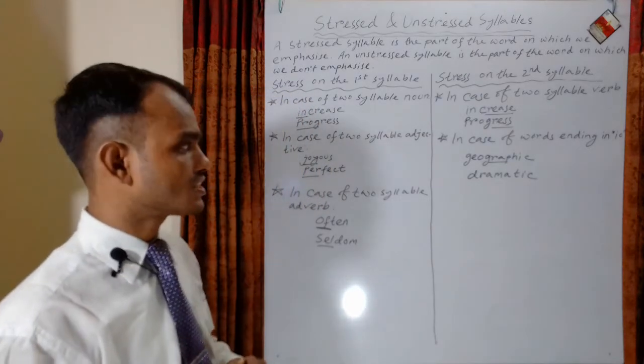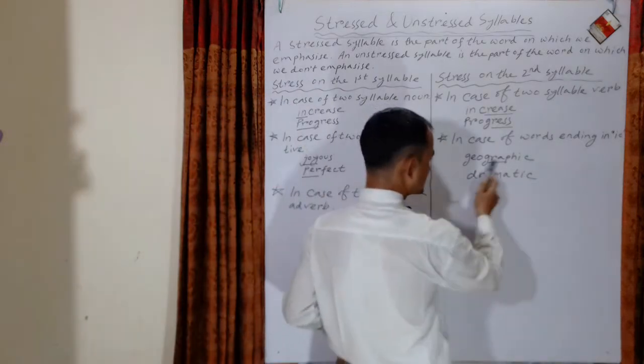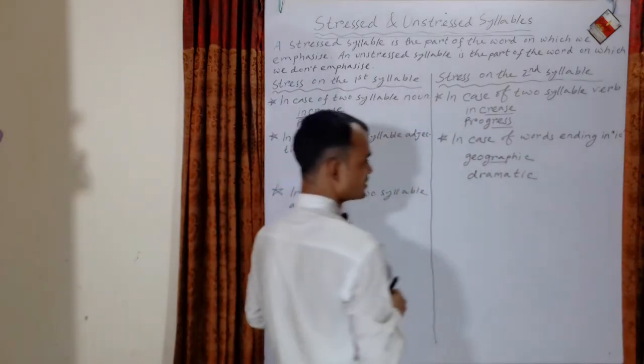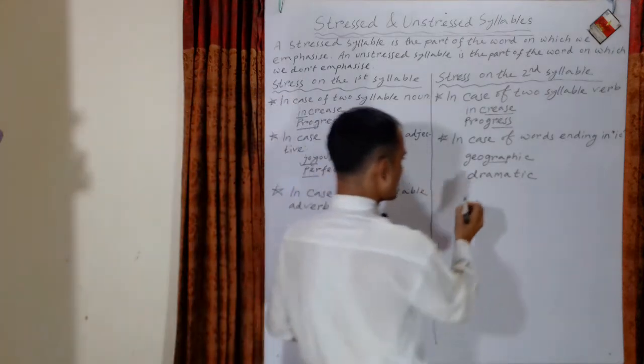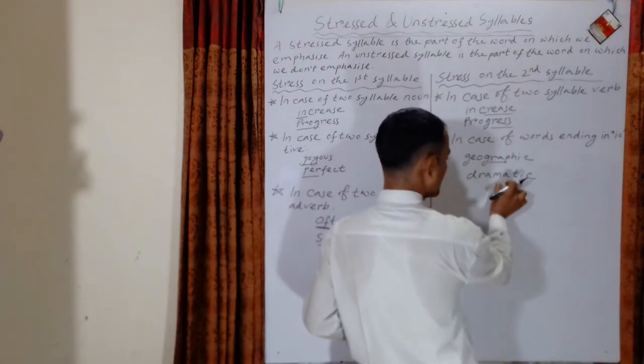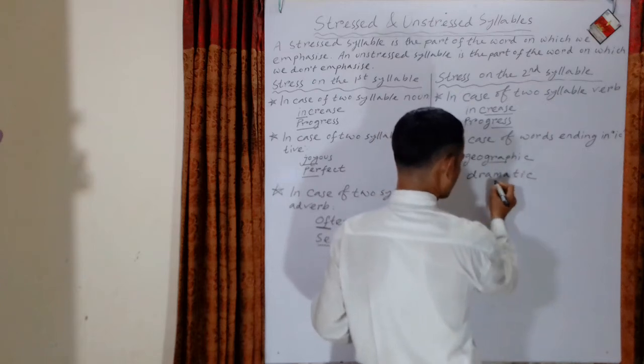In the same way, dramatic. Look at the word dramatic. This word ends in IC. So we should stress on the second syllable. Dra is the first syllable. Ma, the second syllable. Tik, third syllable. Ma.